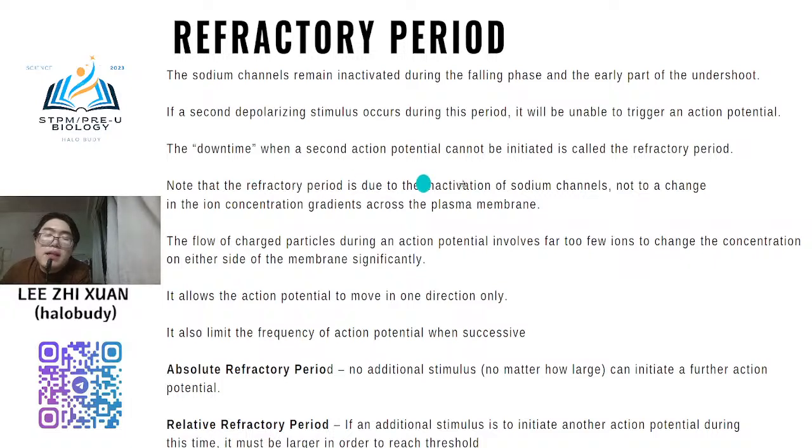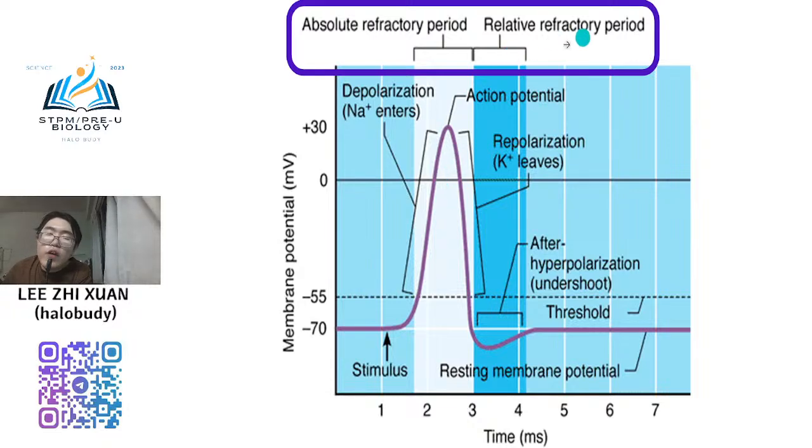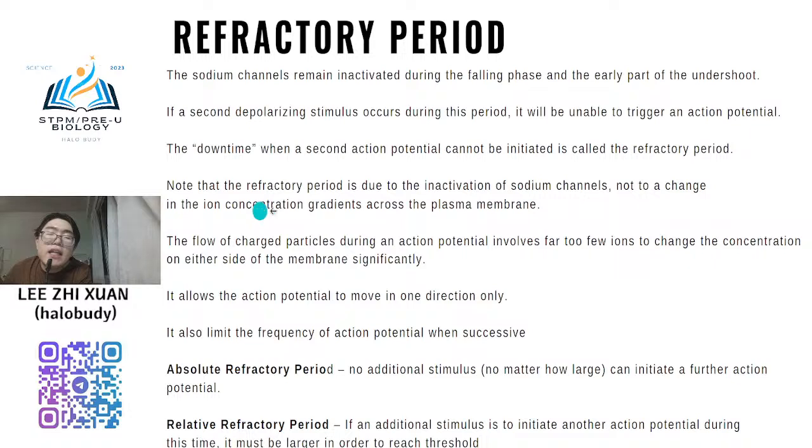So the refractory period is due to inactivation of the sodium ion channel, not the change in the ion concentration gradient. This is very important. You need to know that the refractory period is due to your sodium ion channels starting to inactivate rather than the ion concentration gradient. It is not that when potassium ions flow out, or sodium ions flow in, or sodium ions are blocked, or the charge between the axon and outside the cell is different, we call it the refractory period. No.